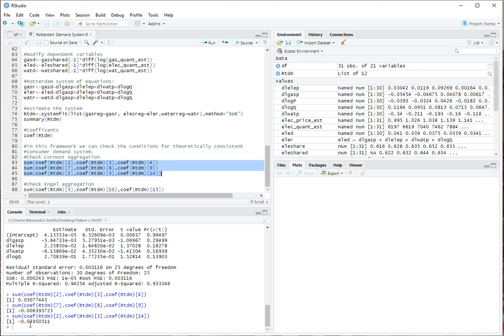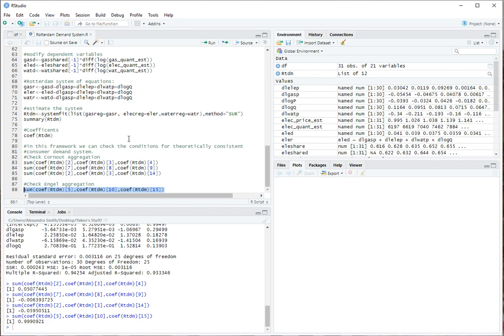Some would say that 0.05 is not close to zero, so that would be problematic. But for the second one, the electricity regression, that's pretty close. For Engel aggregation, that's almost bang on there.